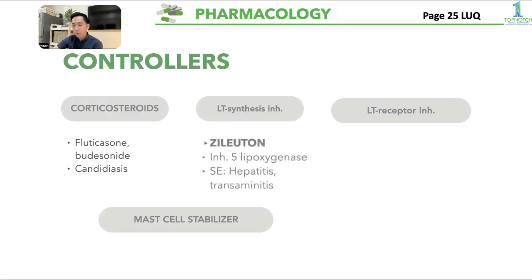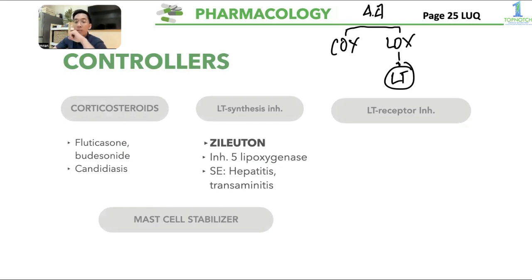Okay, next na controller will be our leukotriene synthesis inhibitors. Example nito ay yung Zileuton, no? It inhibits your 5-lipoxygenase, no? And when you inhibit your 5-lipoxygenase, if you recall, di ba dun sa COX and LOX pathway natin, nanggaling yan sa arachidonic acid, no? Dun sa LOX pathway, dun na-form yung leukotriene. Yung leukotriene, it's a potent bronchoconstrictor, di ba? So, pero pag in-inhibit mo ngayon si LOX, wala kang leukotriene, wala kang bronchoconstriction. So, hence, that's how it works, no?